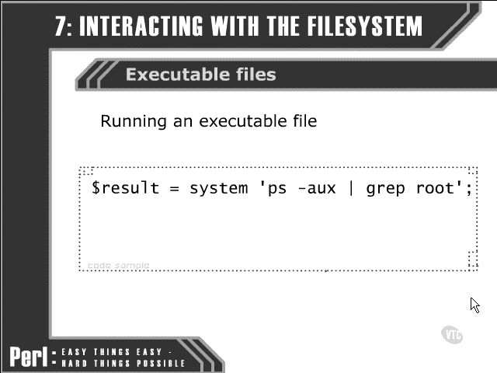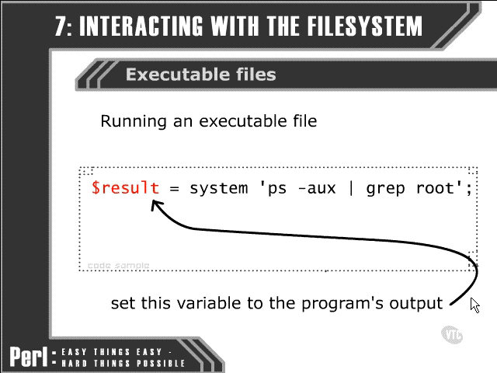What's different about this line is that we're actually setting a scalar variable, and we're giving the value that's returned by the system function to the variable. So the result scalar variable will now contain a string with all of the processes that were found when that particular system function was executed.